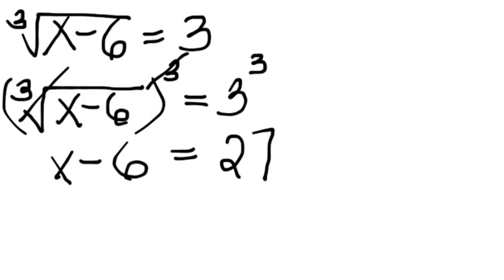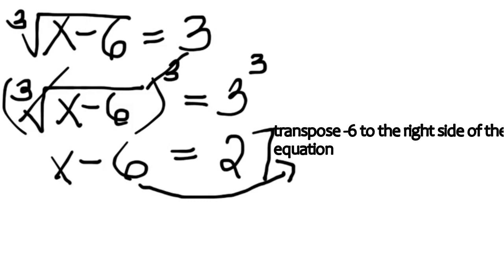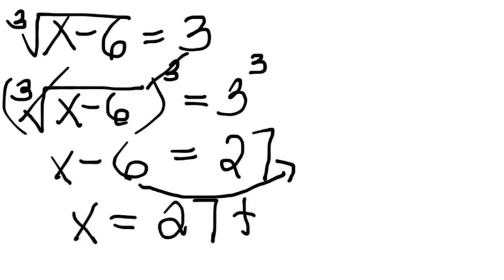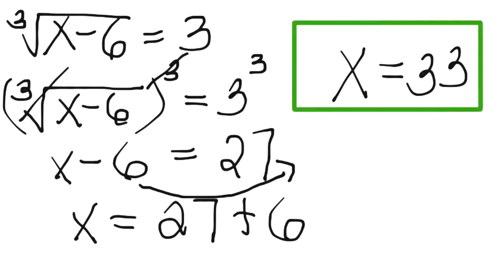For us to get the value of x, we need to transpose negative 6 to the other side of the equation. If we transpose negative 6 to the other side, we need to change the sign. So from negative, it will become positive. So we have x equals 27 plus 6. So our value of x is 27 plus 6, that is x equals 33. So that is the value of our x.